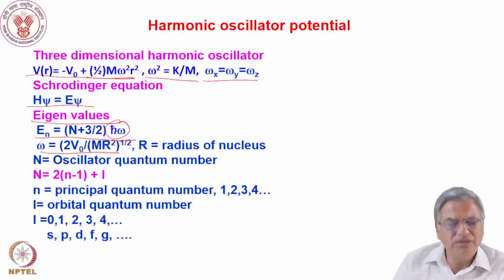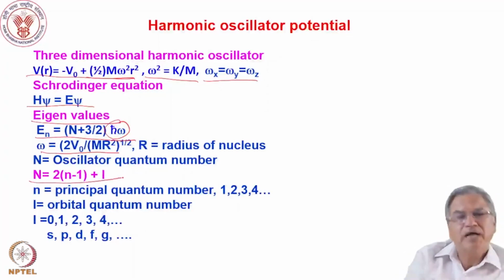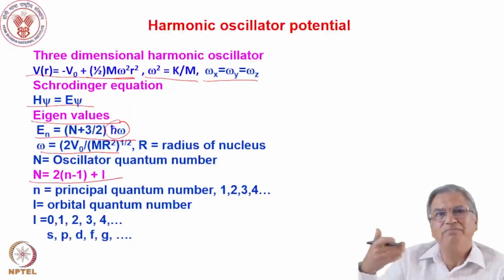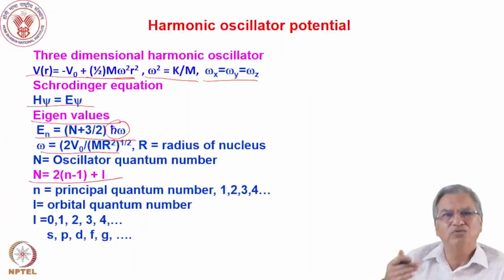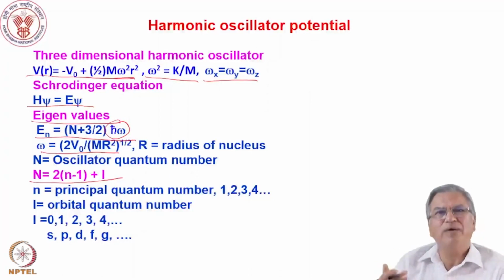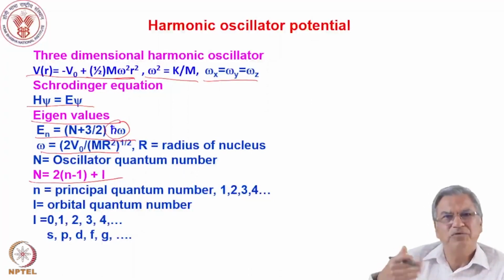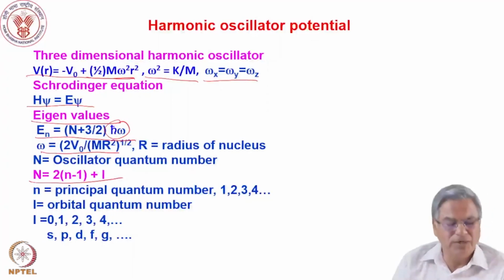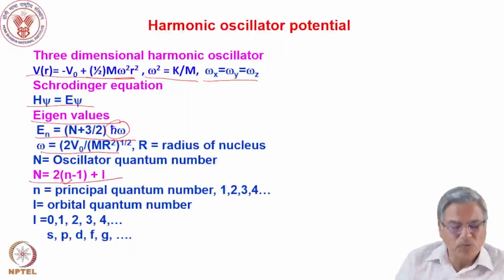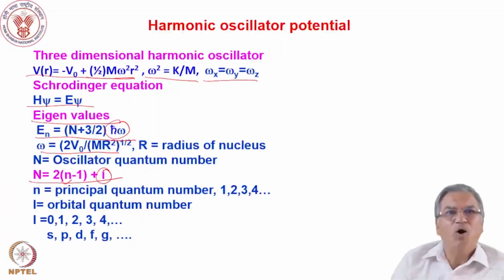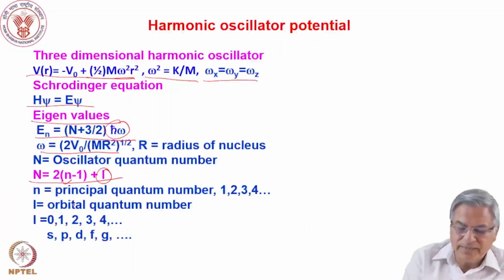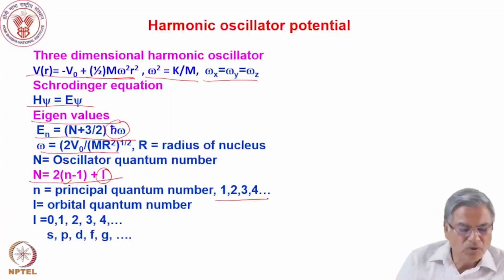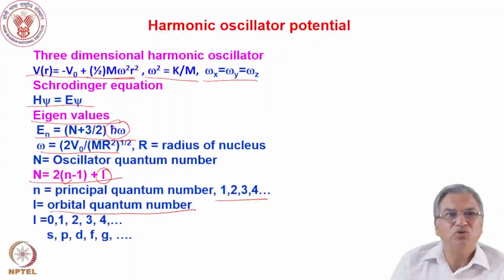Now let us try to set up the eigenstates, the different shell model states. Like I told you, the electrons are occupying the K, L, M shells in atoms. Similarly, the nucleons, neutrons and protons, are separately occupying different orbitals like s, p, d, f, and so on. There is a formula for the oscillator quantum number in terms of the other quantum numbers: small n, the principal quantum number, and small l, the orbital quantum number. The principal quantum number n can take values 1, 2, 3, 4, and so on, whereas the orbital quantum number can take the values 0, 1, 2, 3, 4.